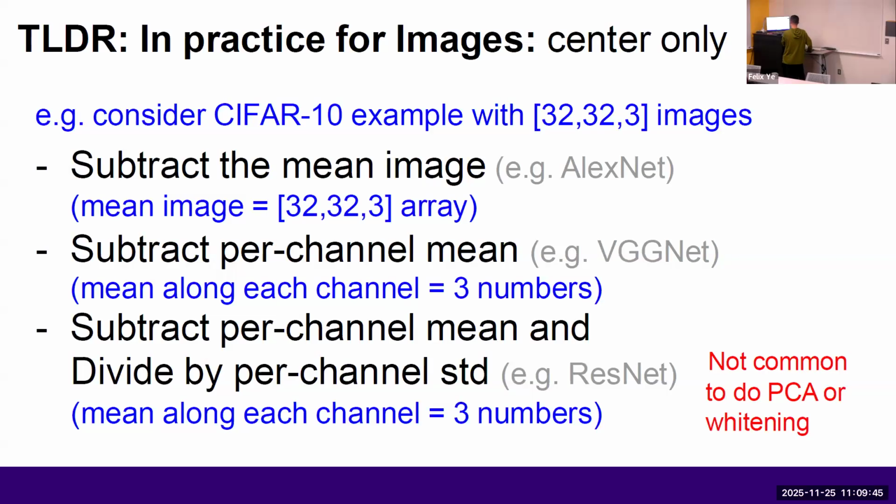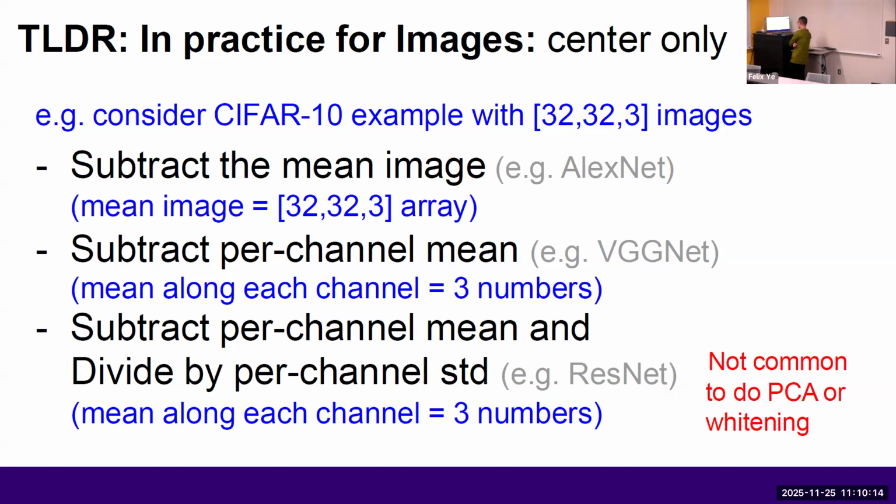I don't want to get into too much detail. There is a lot of practice for images. Usually for images, the best choice is to subtract the mean image, so just center only, because you don't want to change the variances, since changing the variance sometimes may change the quality. But centering the image will definitely help.